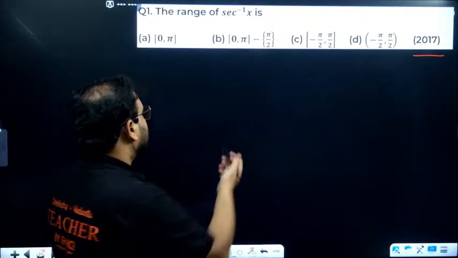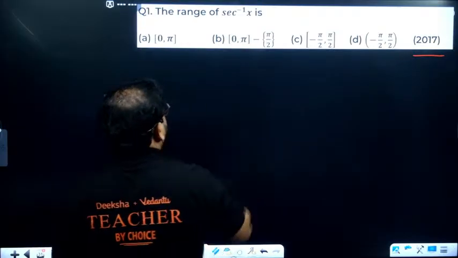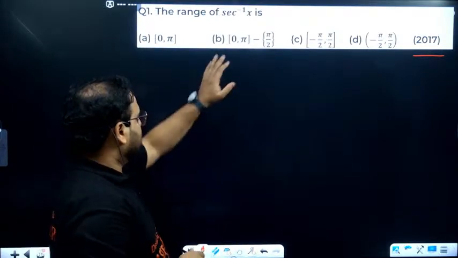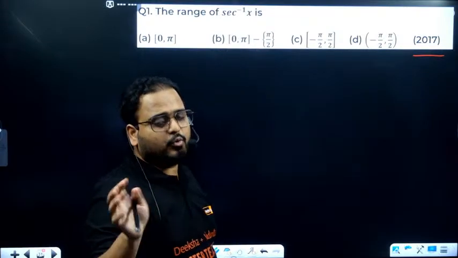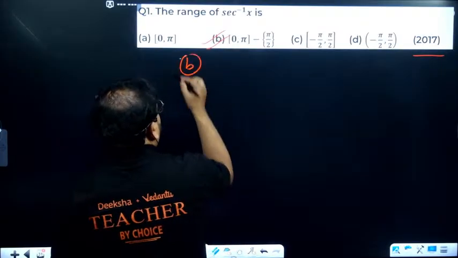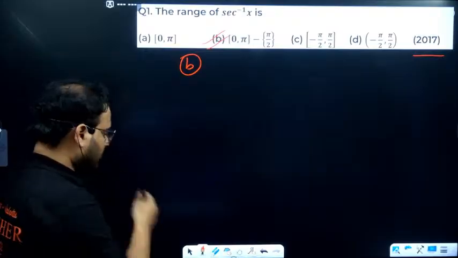What is the answer? Sec inverse of x. This only, except for pi by 2, because at pi by 2 cos is 0 and sec will be undefined. And the answer is option D. Direct question, okay.